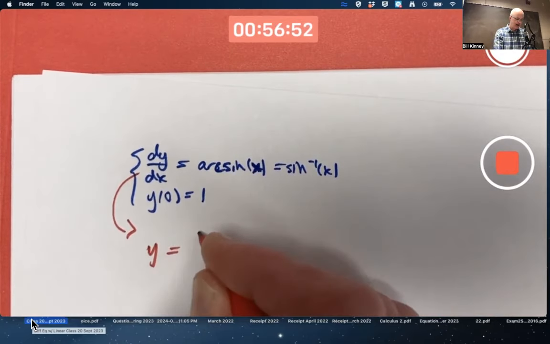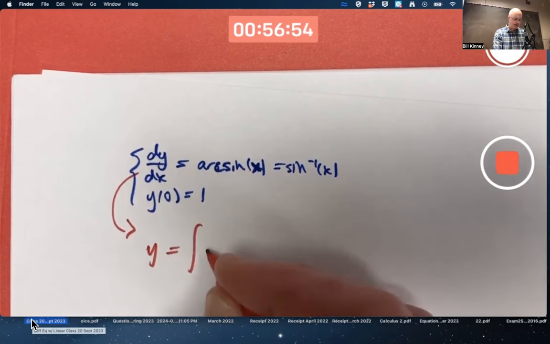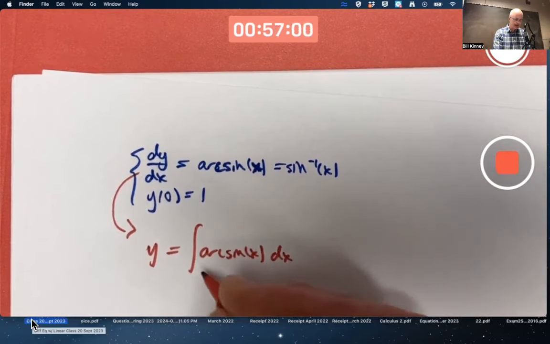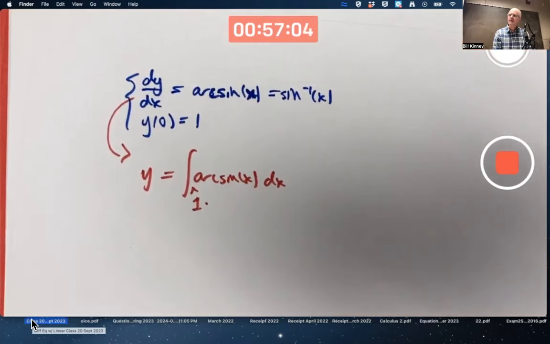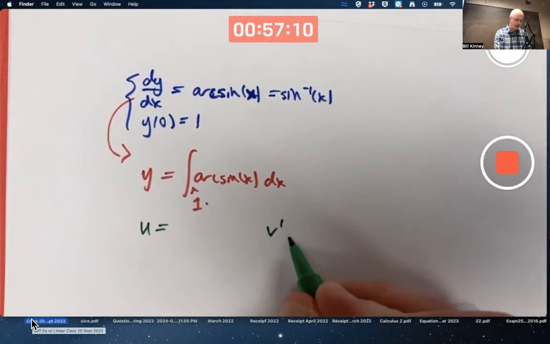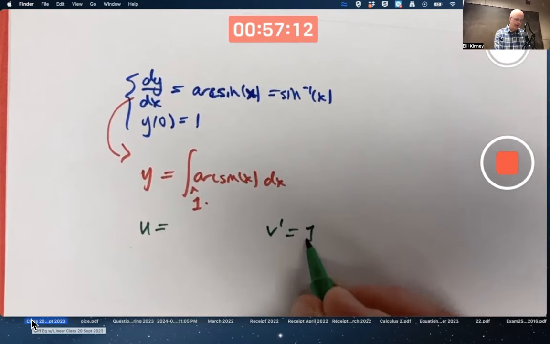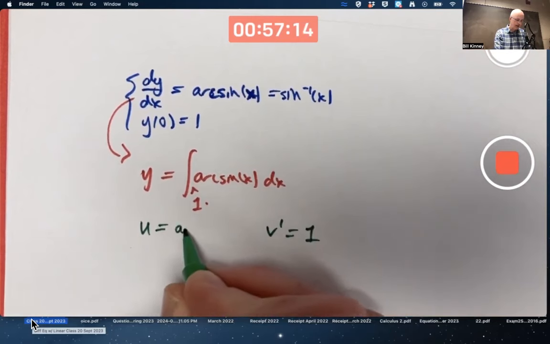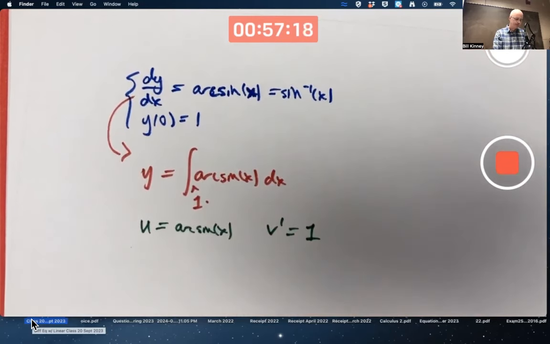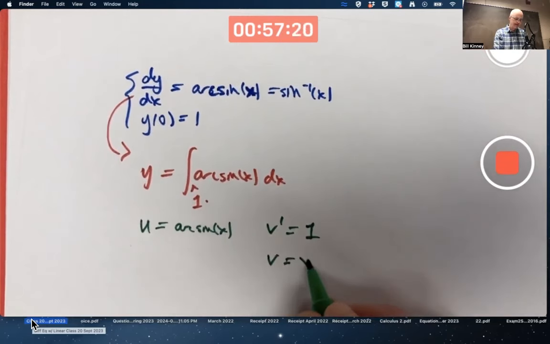But here we're trying to find the most general function whose derivative is arcsine of x. Once again, imagine a 1 in front of there. Use integration by parts again. And just like before, let v prime be the 1 and u be the arcsine. Before it was arctangent. V is easy to find.